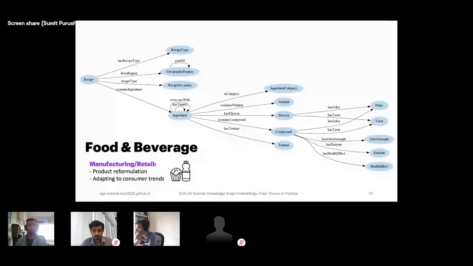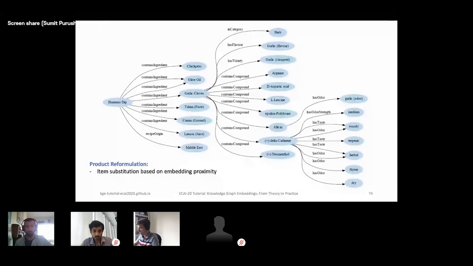Maybe you want to dive deeper on compounds. Similar to Sumit's explanation of the process in drug discovery, if we had products that include many different compounds, maybe we want to look at ways that we can find compounds that have similar properties to that. But I'll include a slide later that illustrates how you can create a knowledge graph like this and adapt it to your specific use case. If we flick to the next slide, Sumit.